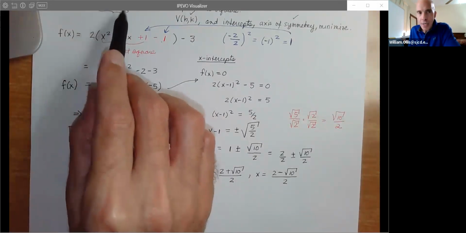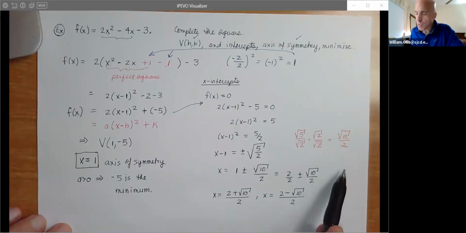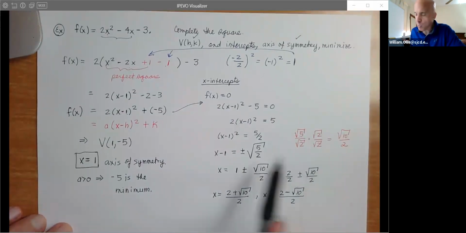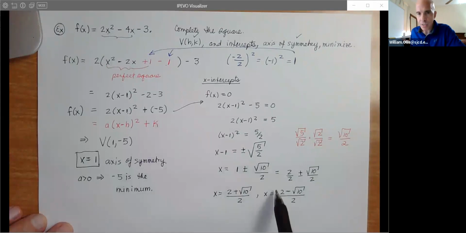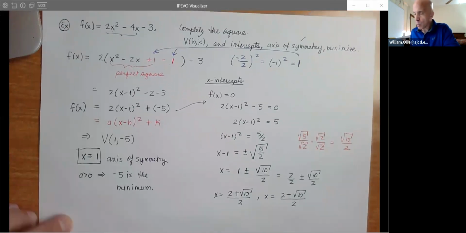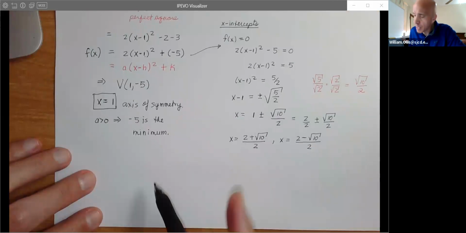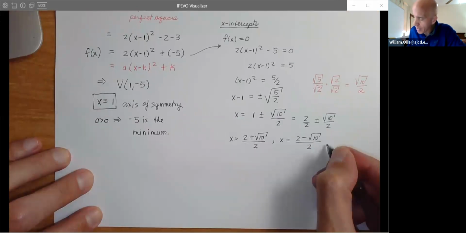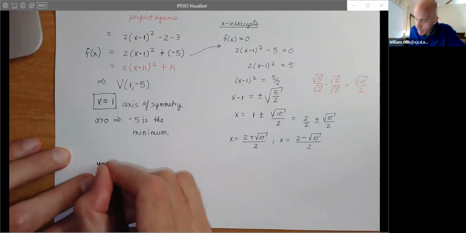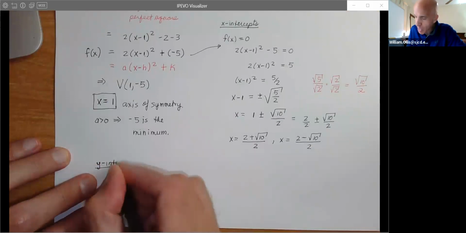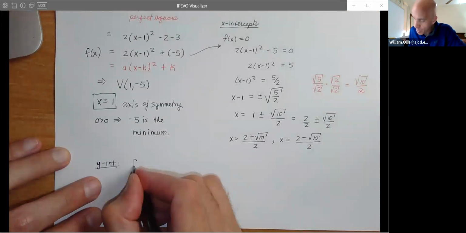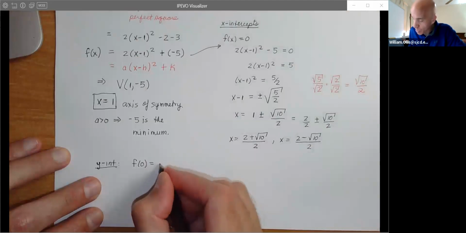Again, you could just start here at the top and use the quadratic formula, but since we bothered to complete the square, why not just do it this way? So we've got all that work. So we go forward to go backwards. And then, of course, the y-intercept. So these are our x-intercepts. Y-intercept is easy. We certainly don't want to use that. We'll go back to the original. That's just f of 0, and that equals -3.